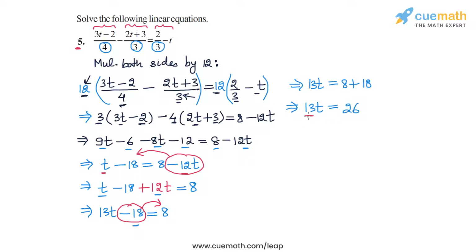Finally we just need to divide both sides by 13 to get rid of this 13, the coefficient of t, and this will give us t is equal to 26 divided by 13. 26 divided by 13 is 2, so we get the solution t equal to 2. If you want, you can verify by plugging in the value t equal to 2 into the original equation. You can see that both the LHS and the RHS will be equal. So the solution is t is equal to 2, and that completes question number 5.